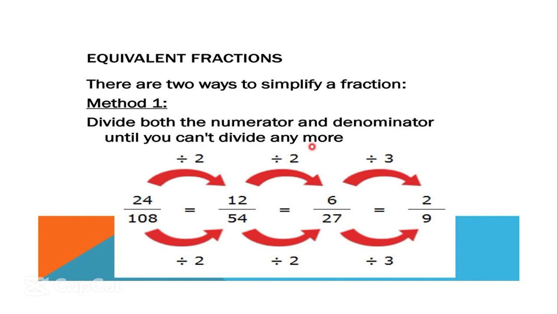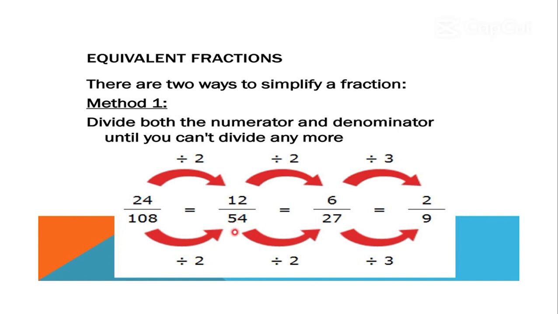That means you need to find a number that can divide our numerator and our denominator at the same time. Here, for example, I've observed that 24 and 108 can be divided by 2. So 24 divided by 2 is 12, and 108 divided by 2 is 54.